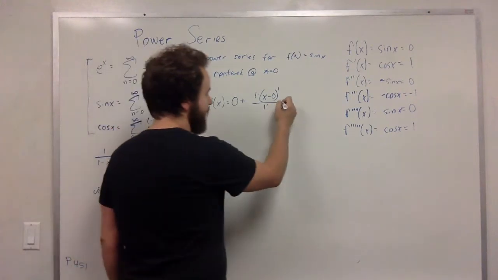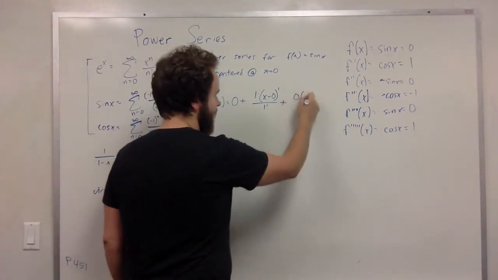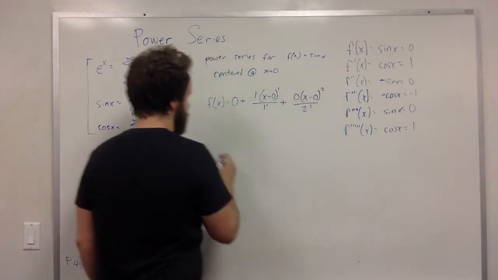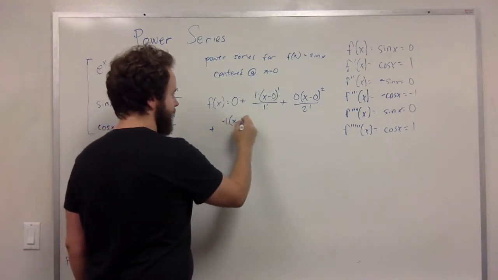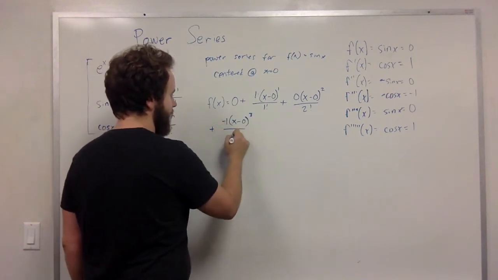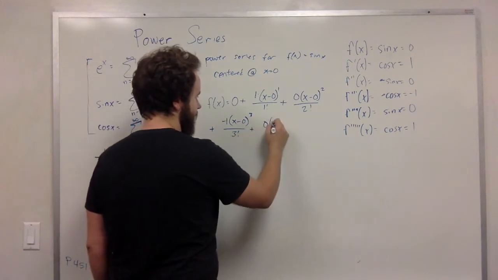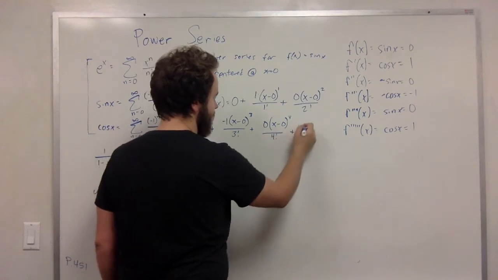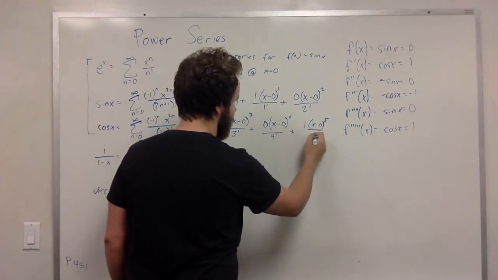Okay, the next term. What's the next number in my list over here on the right? 0. We're going to say times x minus 0 now to the second power over 2 factorial. Next number on my list is negative 1 times x minus 0 to the third power over 3 factorial. Next number in my list is 0 times x minus 0 to the fourth power over 4 factorial. And lastly, plus 1 times x minus 0 to the fifth power all over 5 factorial.